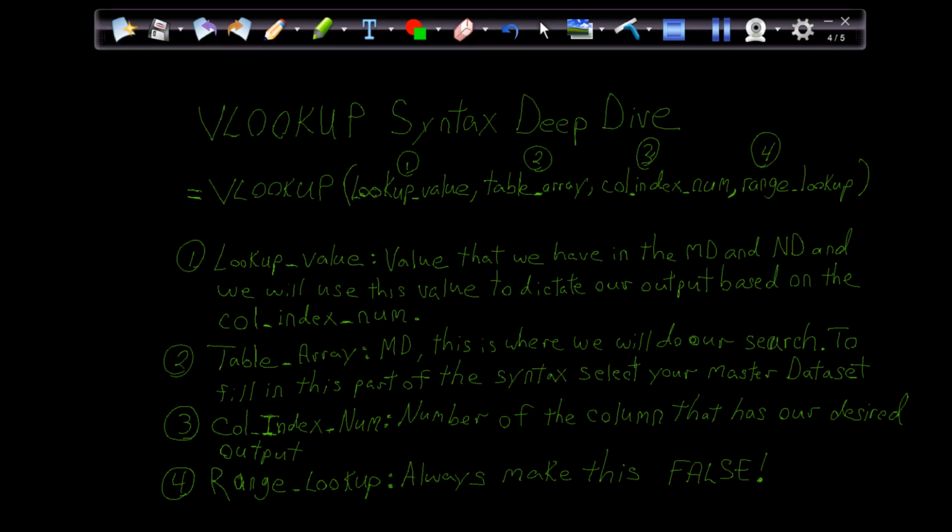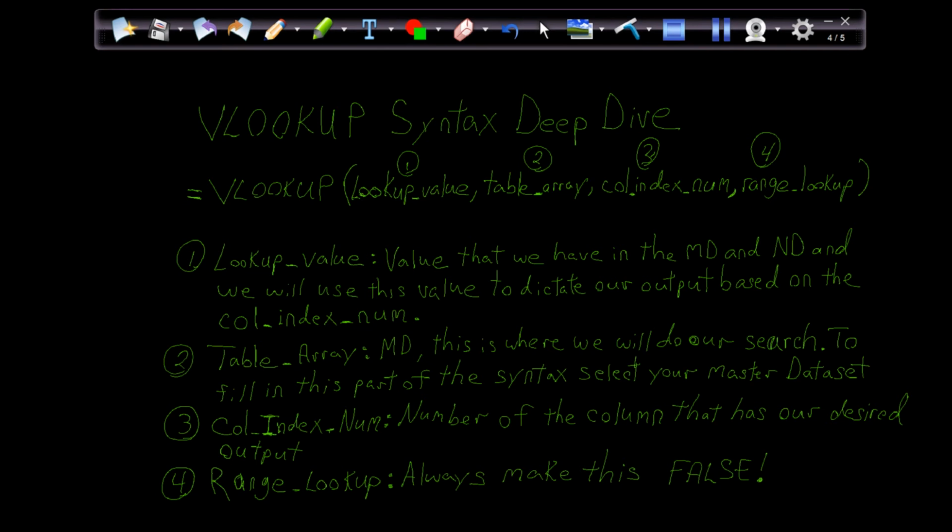Just get in the habit of making it false. If you make it true, you will probably get some very bizarre results from your VLOOKUP function. So just make it false. But the difference is, true tells VLOOKUP, hey, I'll take an approximate match for my lookup value when you go over to the master data set and look for it.